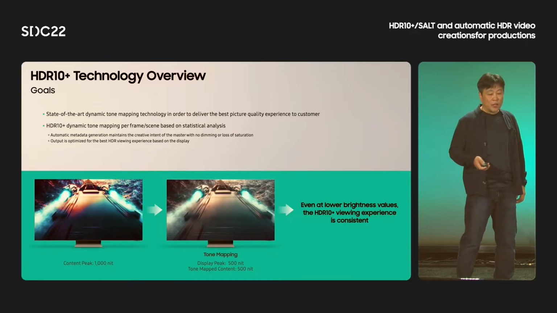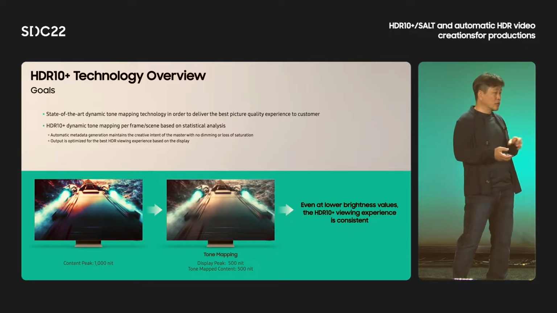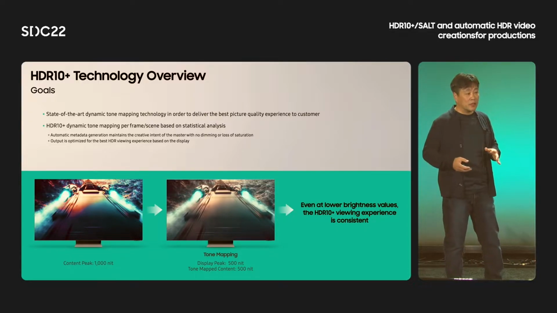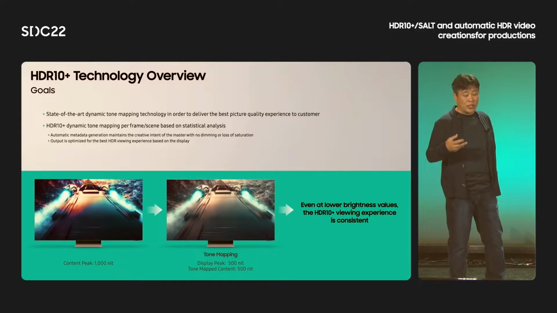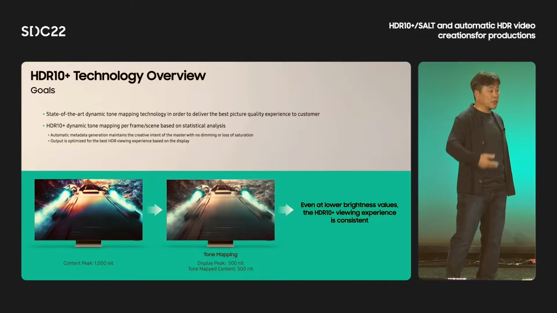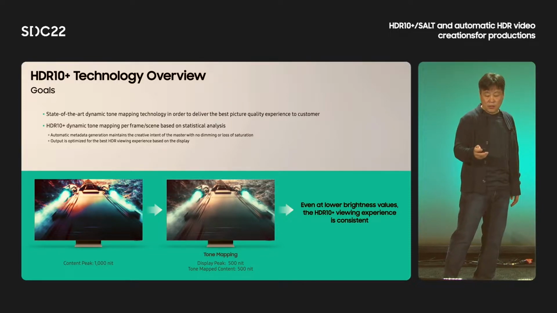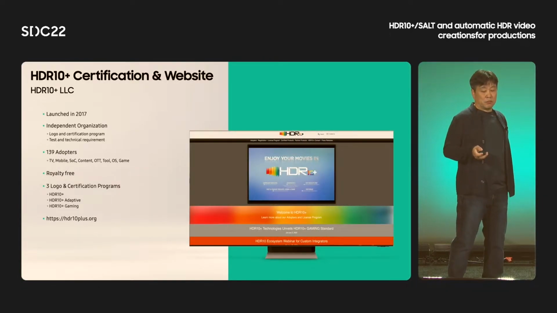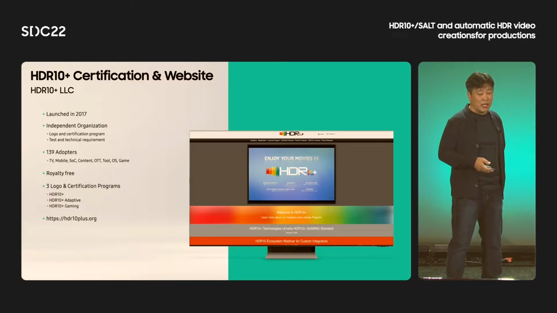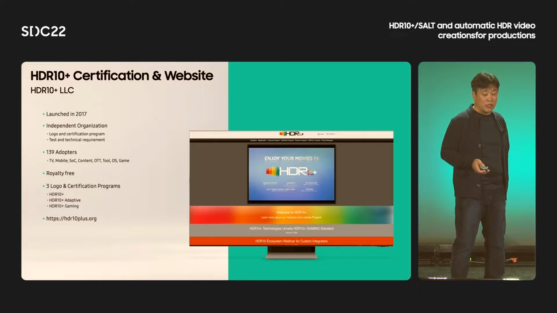And also, based on dynamic tone mapping, instead of using static tone mapping, we have to develop a new approach to build the solution, so that you can get the best performance even though you have different display types of devices. So the HDR10 was established in 2017, and now we have more than 139 adopters, and we have 3 logo and certification programs: normal HDR10, adaptive, and gaming solutions.